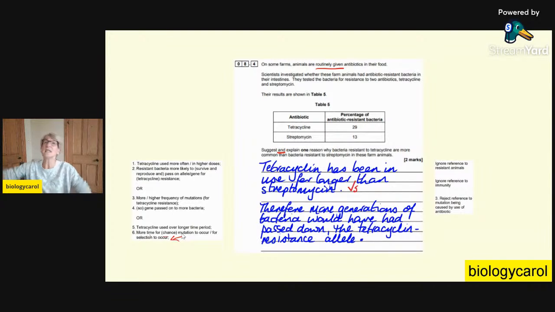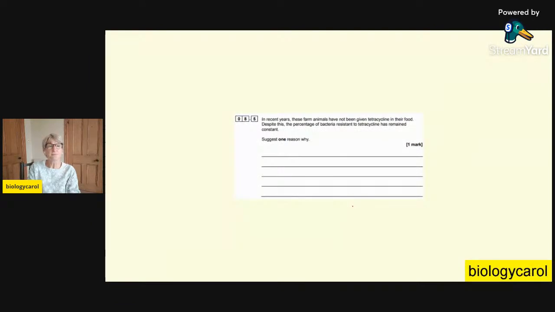Yes, because of course, if they talked about it in terms of the number of mutations building up, whereas I was kind of thinking about it in terms of more bacteria being reproduced that we're going to end up with the allele. So I didn't get that second mark. Hey ho, I'm not going to worry about it.